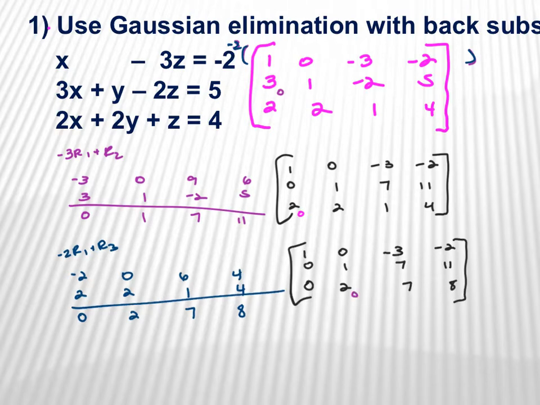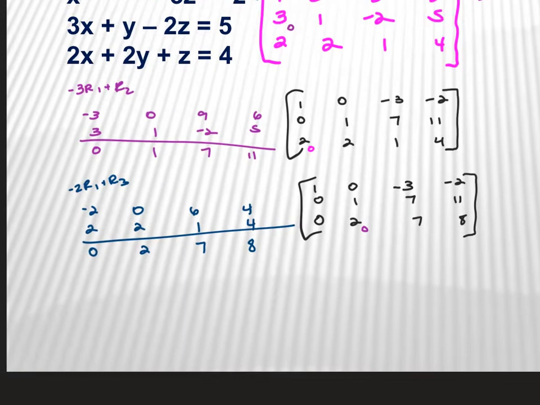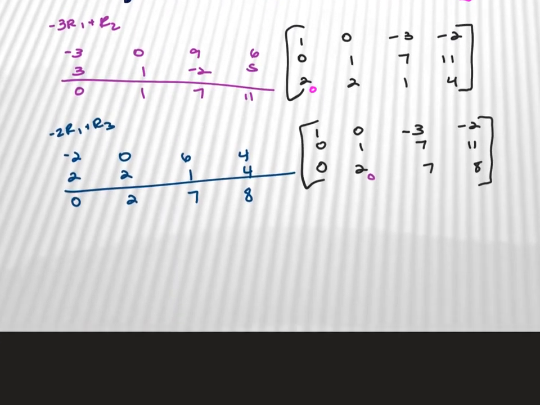Now the last 0 I need is where that 2 is. I cannot at that point combine row 1 and row 3, otherwise I lose that first one. So I have to use row 2. I'm going to do -2 row 2 plus row 3.